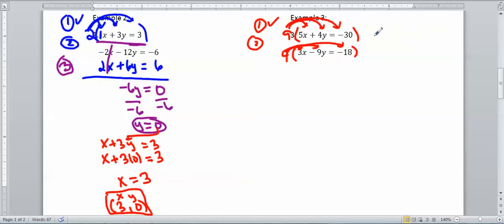So I get 9 times 5 is 45x. 9 times 4 is 36y. Minus 9 times negative 30, which is negative 270. Okay. 4 times 3, which is 12x. 4 times negative 9, which is negative 36y. And 4 times negative 18, which you should have gotten negative 72.